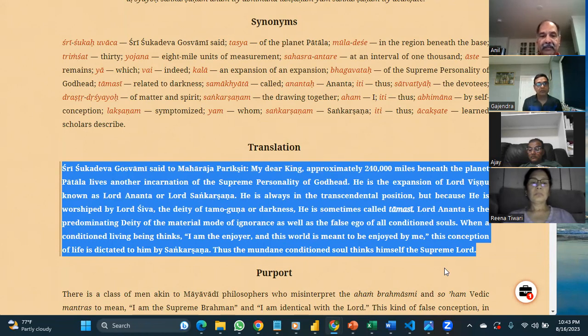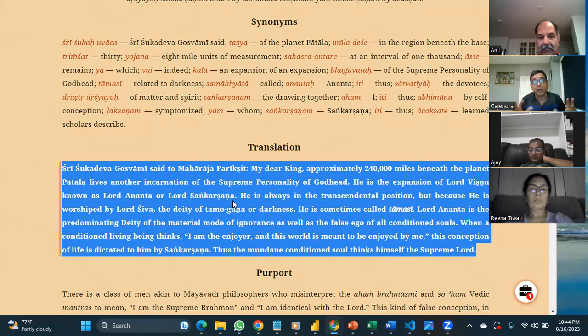So now what is being mentioned is, we saw the bottommost planet Patal, but even below that, 240,000 miles below Patal, the incarnation of the Supreme Personality of Godhead, Lord Vishnu, is Lord Anand or Lord Sankarshan. As we had read in the beginning, the fourth extension of Lord Vishnu was Sankarshan, Aniruddha, and we have two more avatars.